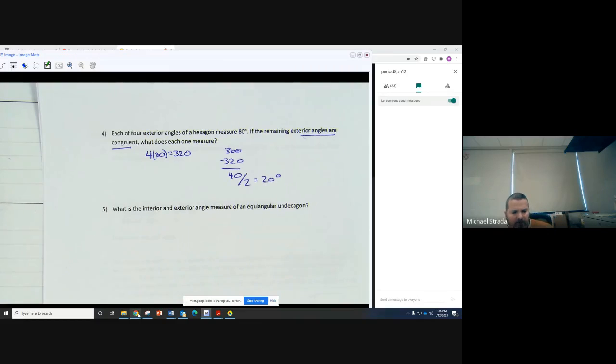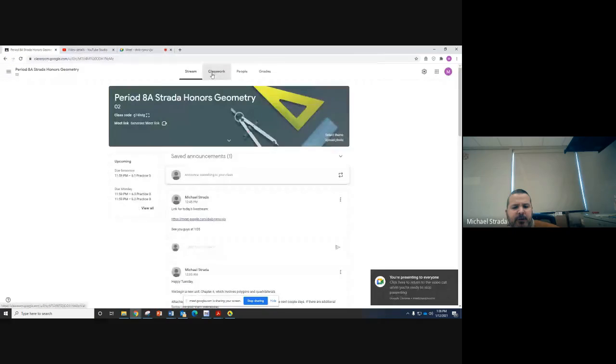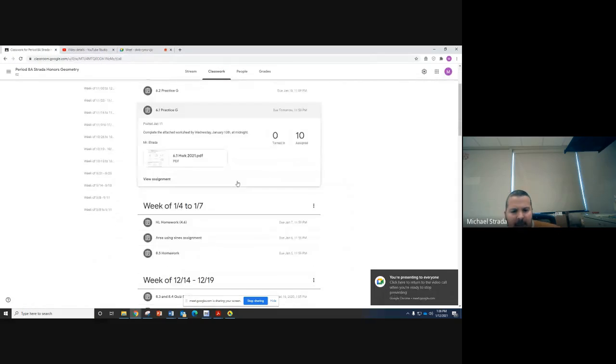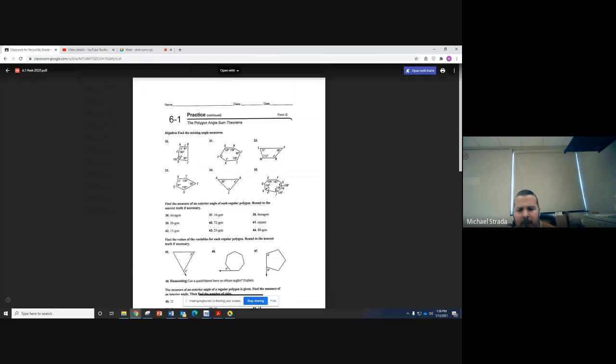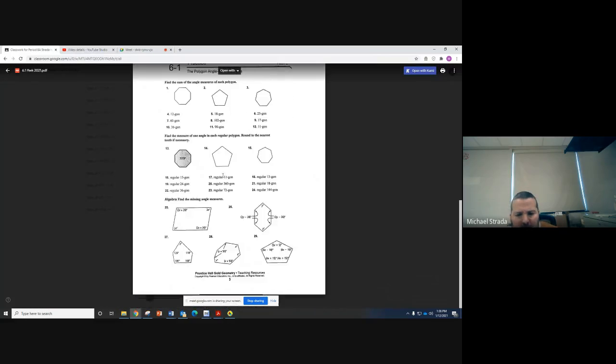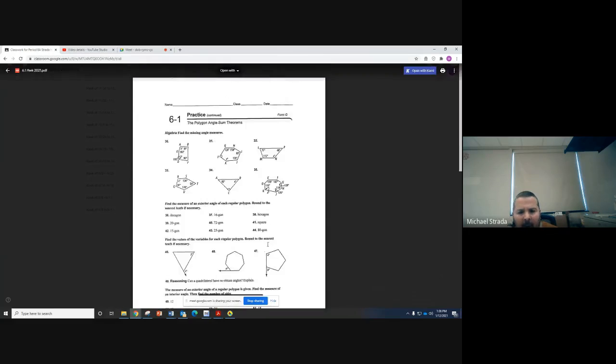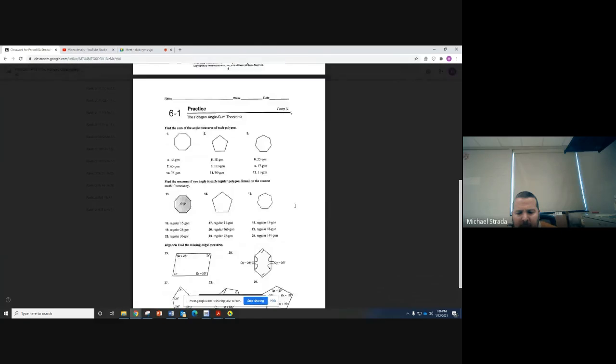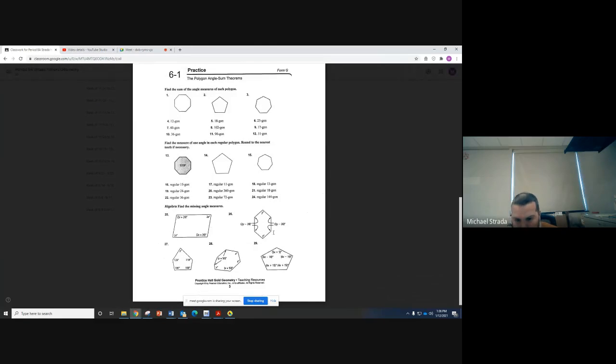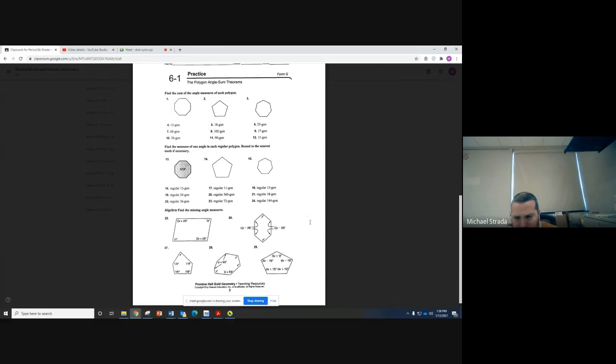The homework for this section is posted in Google Classroom. It is due not tonight, but tomorrow at midnight. For 1 through 24, there's really no work you need to show. It does say to round to the nearest tenth. If you want to do that in the assignment, that's fine. But please realize for the quiz, you are going to have to write it as a fraction. For 25 through 29, algebraic, I need to see your equations. So 25 through 29, I need to see your work.